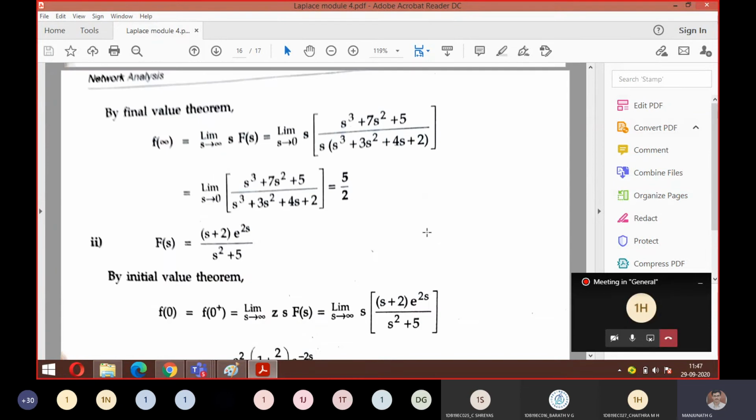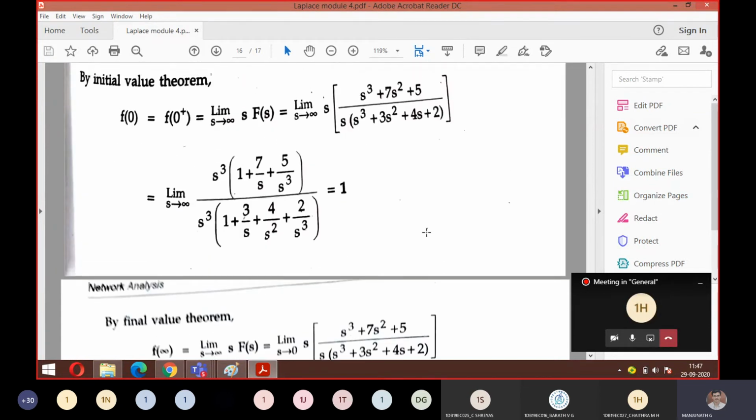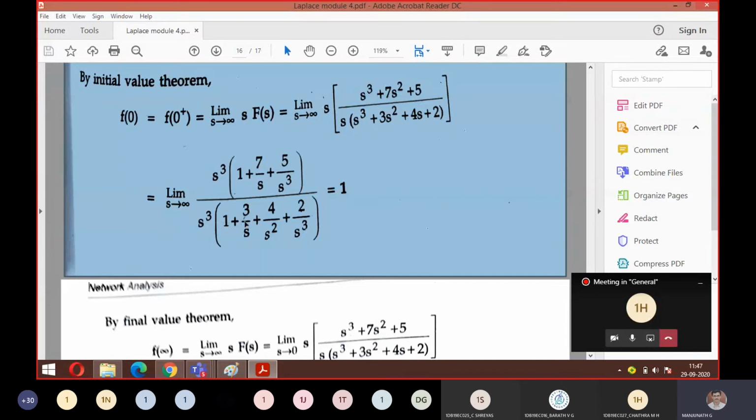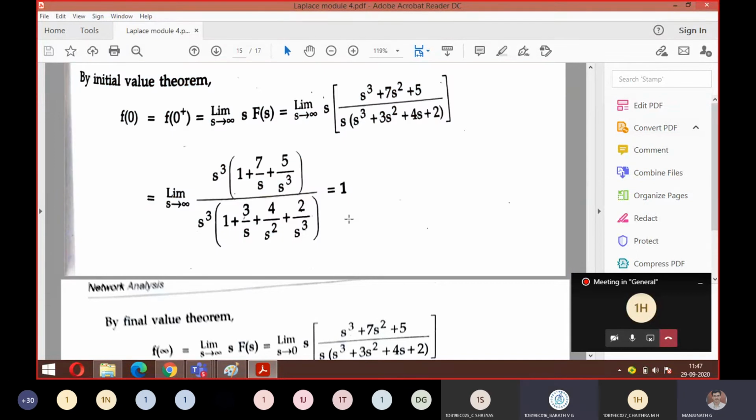Now remember everyone, whenever you solve initial value theorem and final value theorem, have an awareness of which term has the highest order in the given equation. That should be taken common in both numerator and denominator, depending upon the question. I'll specify depending upon the question. So look at this. If you take s cube common, is it how it looks? 1 plus this, and similarly the denominator also. Yes or no?